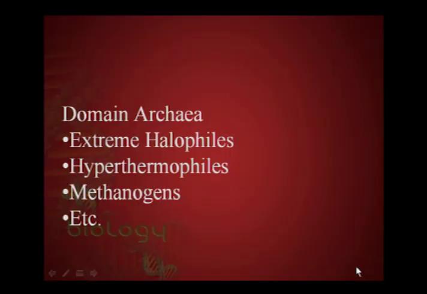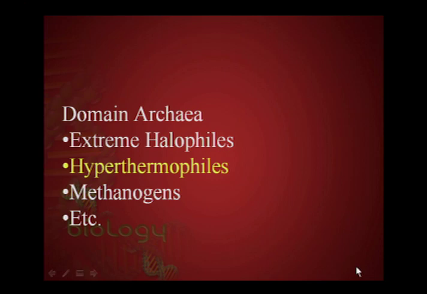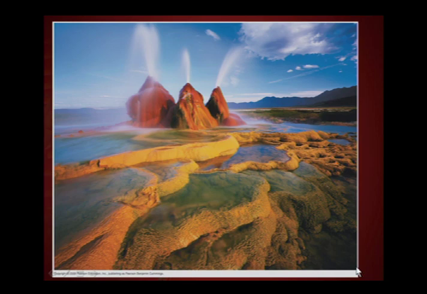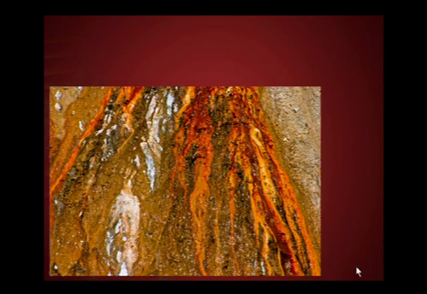Here, examples or groups within the domain Archaea include the extreme halophiles, which means that they can tolerate extreme salinity, a high concentration of salt. The hyperthermophiles, which can tolerate extreme temperatures. So in the hot springs, we typically find a lot of archaeans. And also, when you go to hot springs, the different colorations that you see there are typically caused by archaeans and also heat-tolerant bacteria, and even some heat-tolerant eukaryotes.